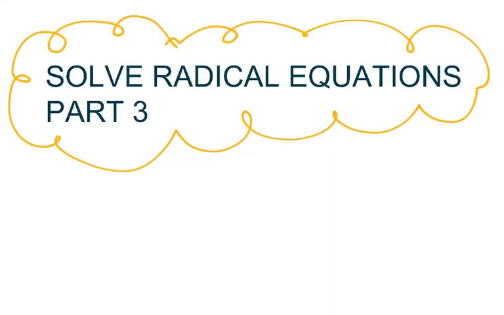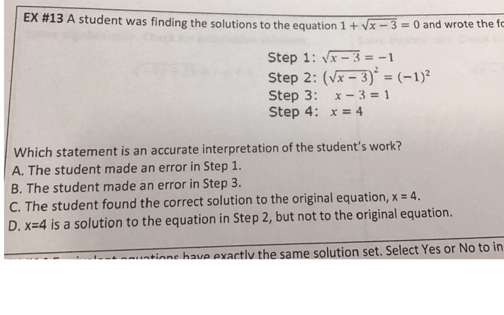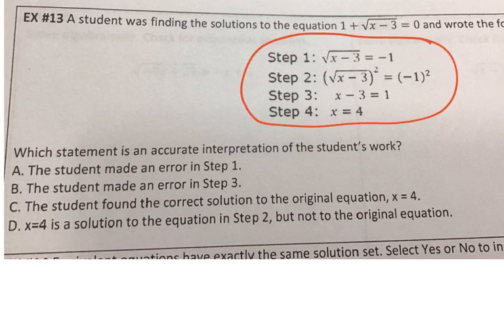Okay, everyone, we're going to solve some radical equations once again. Here we go. So in example number 13, what we have here is basically a multiple choice question. This is the kind of question you would see on a district or state test, okay, where they actually solve it for you. But the question is, are all the steps correct? So what you have to do is go through it as if you're doing it from scratch.